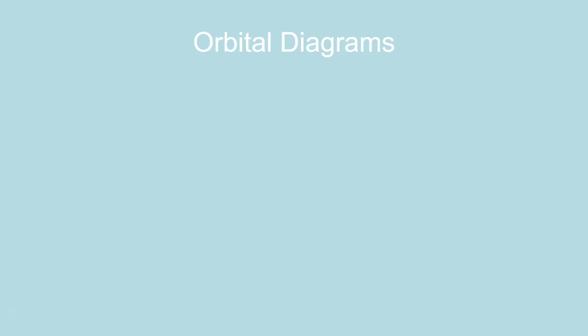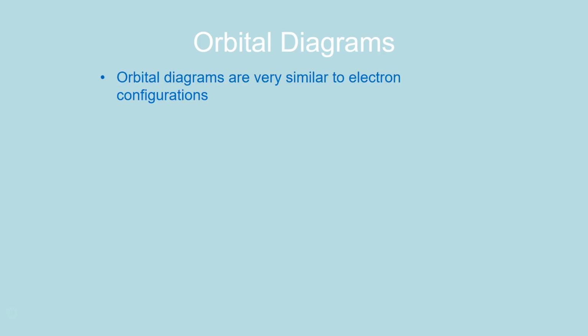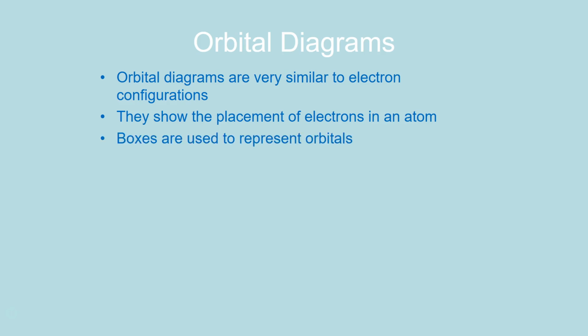Now that you're a master of electron configurations, or at least I hope you are, now we're going to talk about orbital diagrams. Orbital diagrams are very similar to electron configurations, so don't freak out. They show the placement of electrons in an atom. So instead of just showing us how many they have, they're going to show us exactly where they're going to be located. And we use boxes to represent the different orbitals.